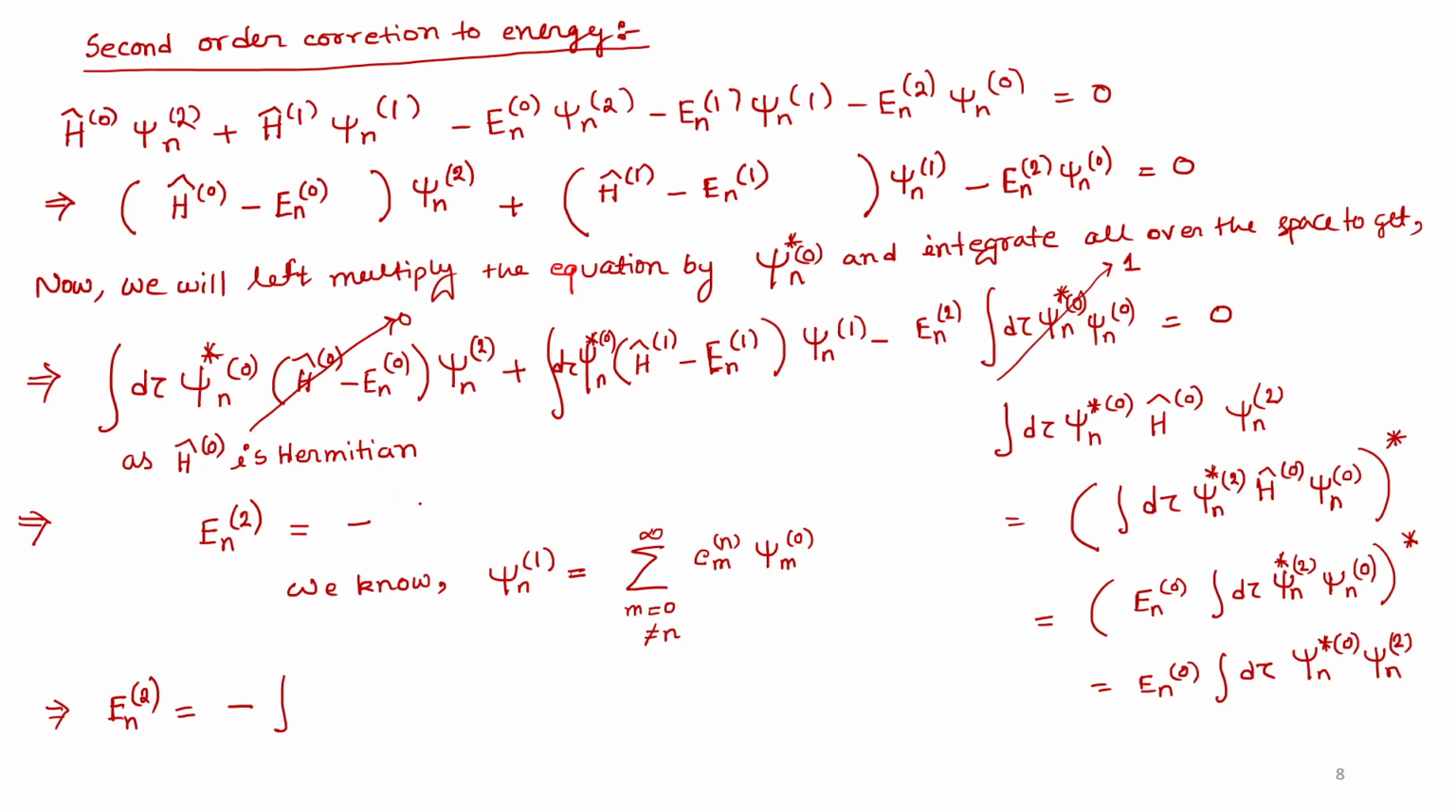So as I was writing, I'll take the sum outside, which is m equals to 0, not equals to n, to infinity, c_mn. Right? And then we have the integral, we have d tau, we have psi n zeroth star, we have this thing, psi n, not psi m anymore, but psi m zeroth, right?